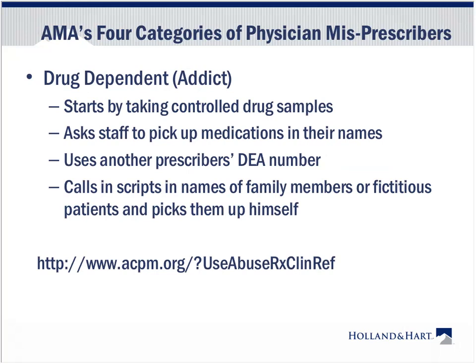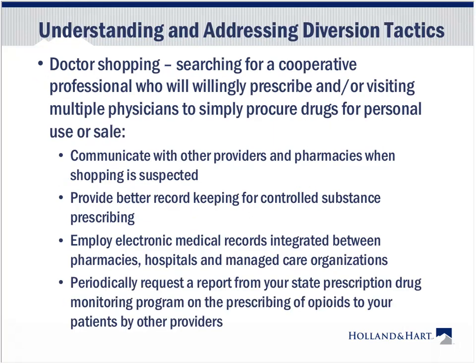So recognizing that these are the types of categories where misprescribers fall into, now we need to look at what some of the strategies are that patients use to get the drugs, and how we address those. The first one's doctor shopping: searching for a cooperative professional who will willingly prescribe the medication they want, or visiting multiple physicians to get as many drugs as possible. So understanding that that is a problem, how do we address it?